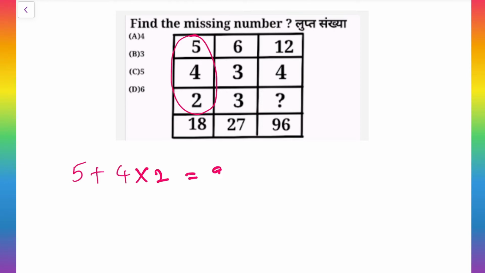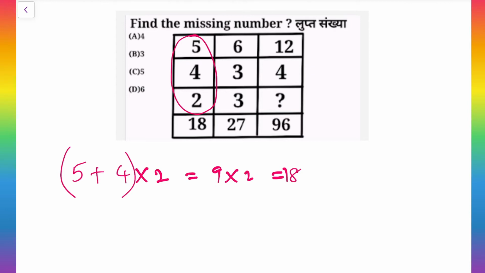5 plus 4, 9. 9 into 2, 18. Oh, sorry, don't think like this again. This is correct: 5 plus 4, I am keeping the bracket. Because if I didn't keep the bracket, it will become 4 to the 8, 8 plus 5, 13. It will become wrong then. So okay, now I got this correct.